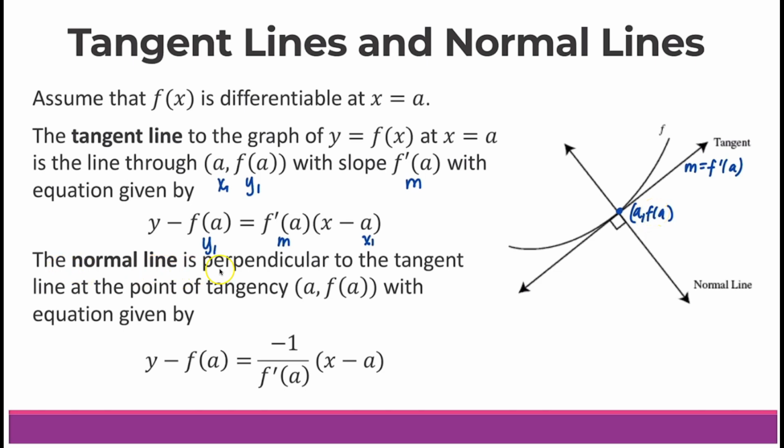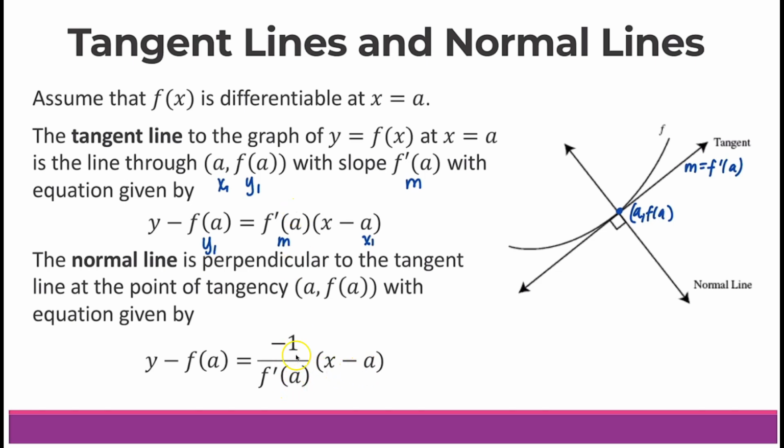Now, the normal line is perpendicular to the tangent line at the point of tangency (a, f of a). So over here, we can see this normal line also passes through the same point as the tangent line, but is perpendicular, so forms a right angle with that tangent line. And the equation there is given by y minus f of a equals -1 over f prime of a times the quantity x minus a.